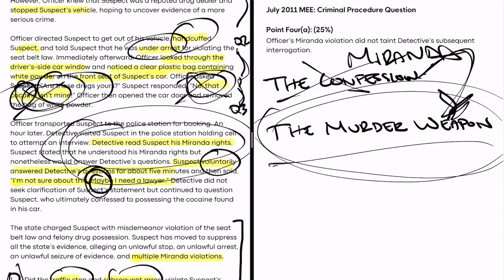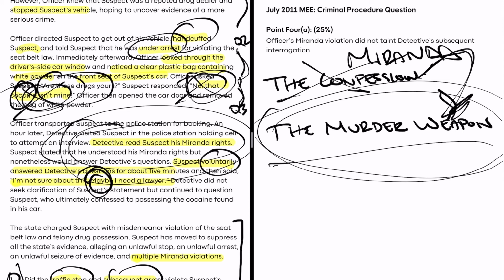But let's say that the confession is obtained in violation of the Fifth Amendment. Rather than failing to give the suspect the Miranda warnings, let's say the police officer puts a gun to the suspect's head and says, "Confess to this murder or I'm going to blow your brains out." Well, that's a Fifth Amendment violation. That's an involuntary statement obtained in violation of the Fifth Amendment, right?